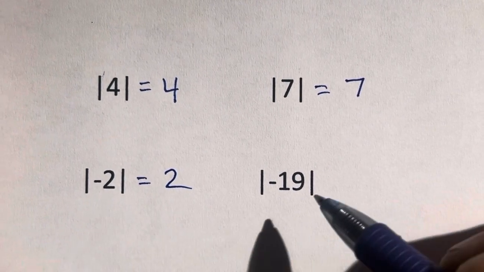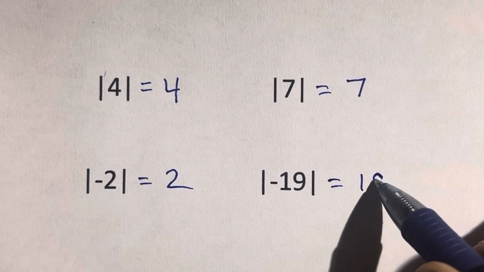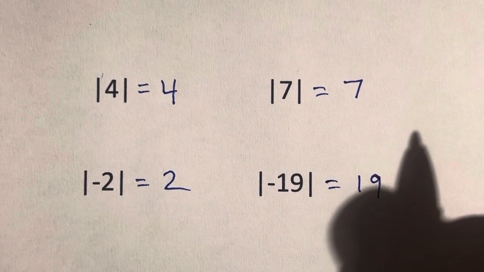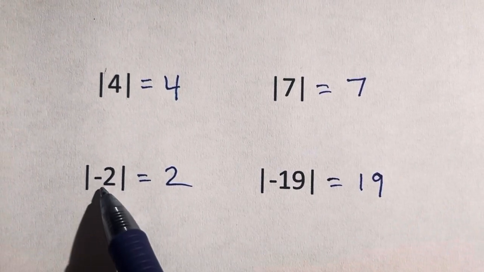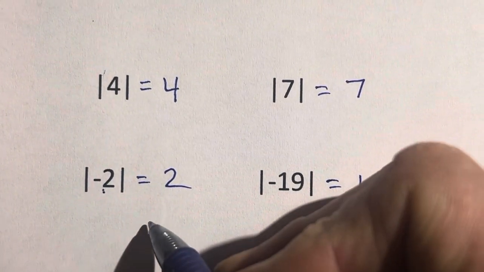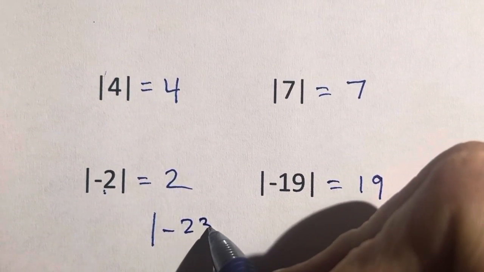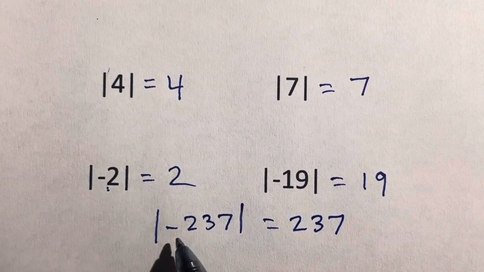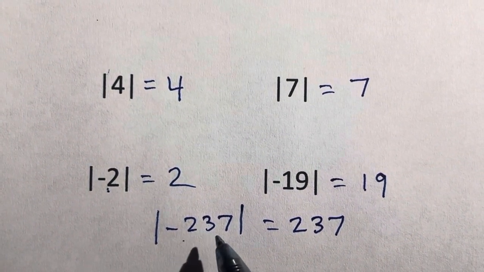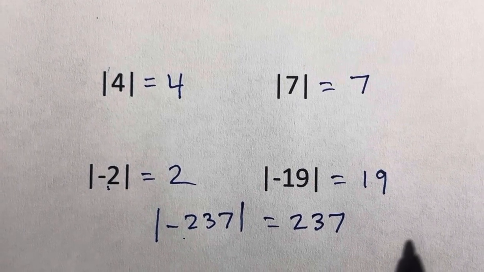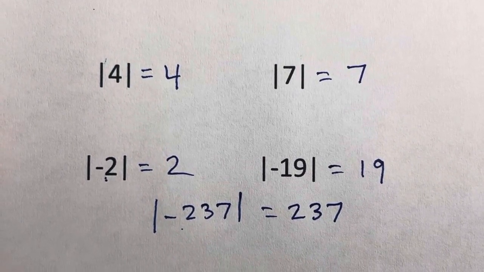It's a positive 2. Absolute value is always positive because distance is always positive. And so the distance -2 is from 0 is 2. If I had something like the absolute value of -237, well, that's 237 because -237 is 237 away from 0. That's the distance from 0. So that's what absolute values are.